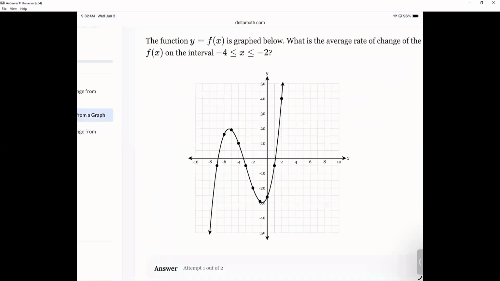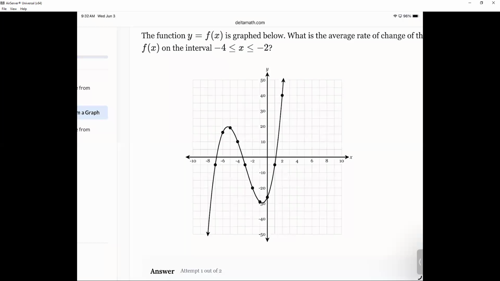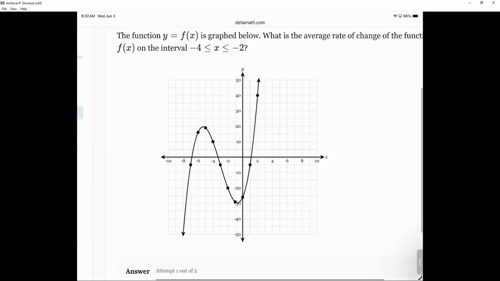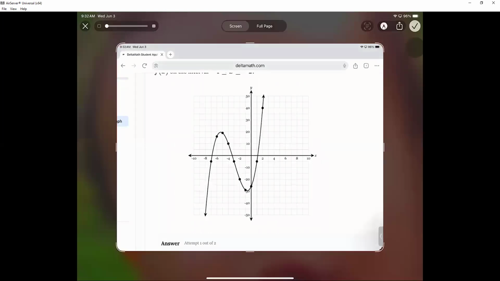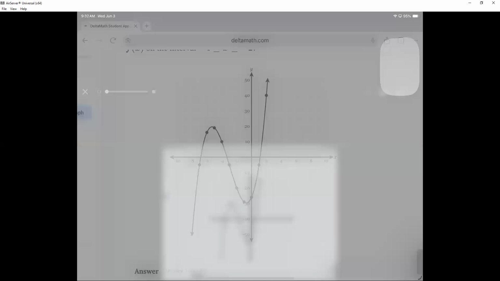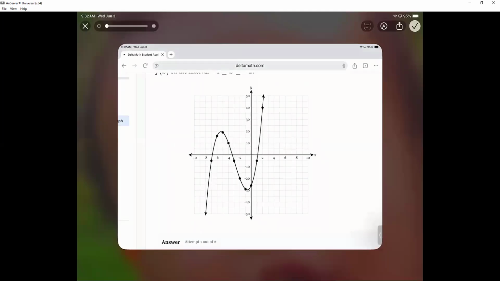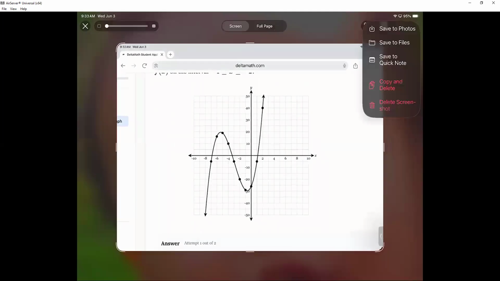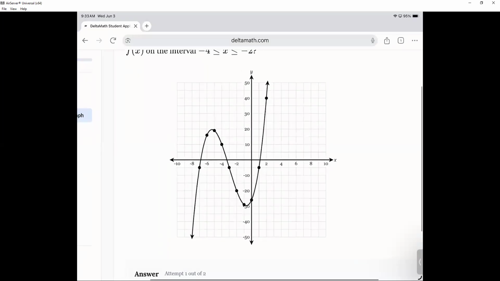All right, so first thing I'm going to do, it tells me I need to take a picture. That's the first thing. All right. Oops, that's not a good one. So let's get rid of that. That one's not a good one because I'm not getting this part. I need the interval. All right, so now I got it.